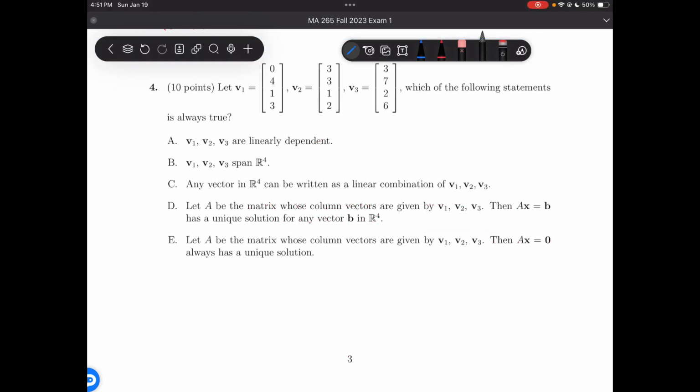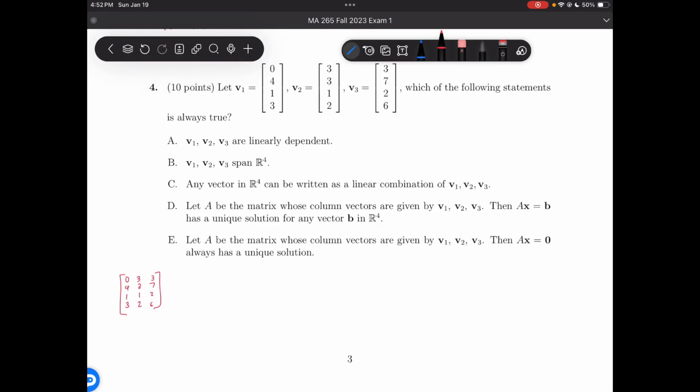Okay, this problem gives us 3 vectors, v1, v2, and v3, and then asks us which of the following statements is always true. Okay, first statement says v1, v2, and v3 are linearly dependent. So how do we determine whether 3 vectors are independent or dependent? The way we do this is we consider the matrix with columns that are each of these vectors. So in this case, that would be the matrix with columns v1, v2, v3.